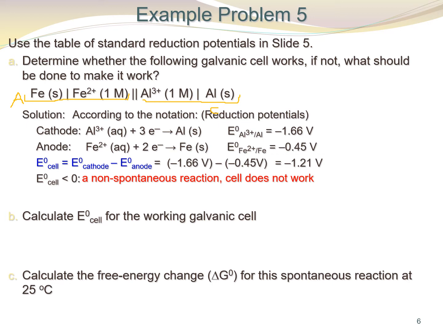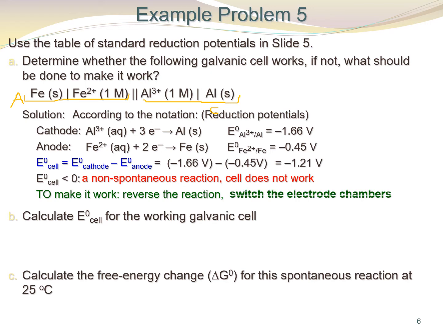So how are we going to make it work? We understand if we have a process that is not spontaneous, the reverse one must be spontaneous. In other words, all you have to do is reverse the reaction. How are we going to reverse the reaction for the cell? We switch the electrode chambers. What used to be the cathode now becomes the anode. What used to be the anode becomes the cathode.